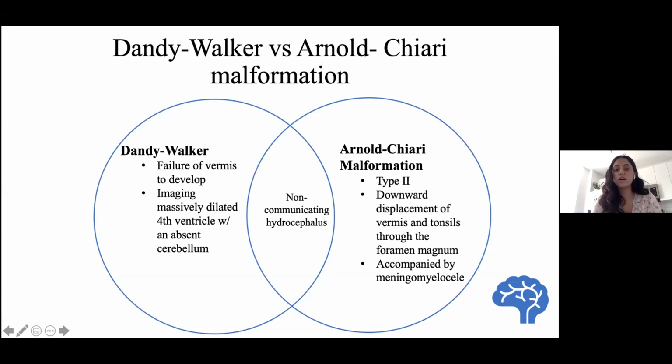So in Dandy-Walker, you actually have a developmental abnormality where your cerebellum is absent, and so you get this massive dilation of your fourth ventricle. Whereas in Chiari malformation, type 2 in particular, you actually have downward displacement of the cerebellum, the vermis and the tonsils through the foramen magnum, and that causes the cerebral aqueduct to stenose, resulting in the hydrocephalus.